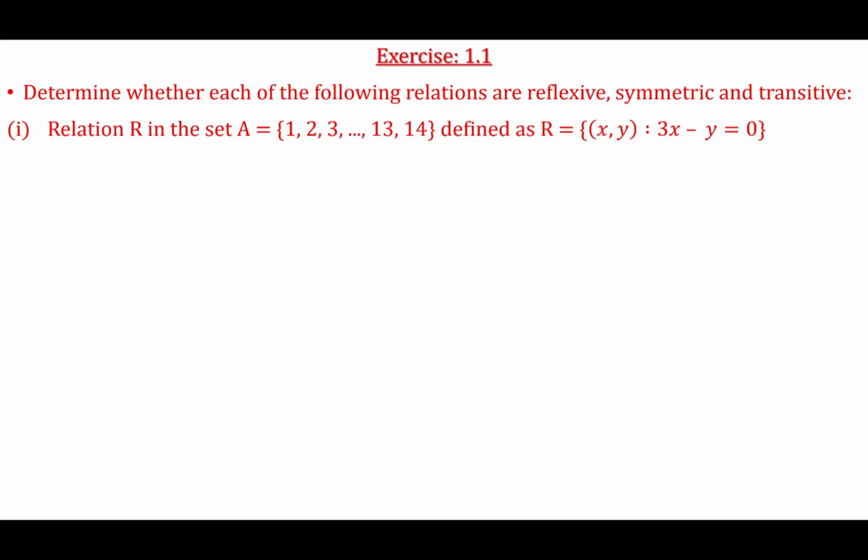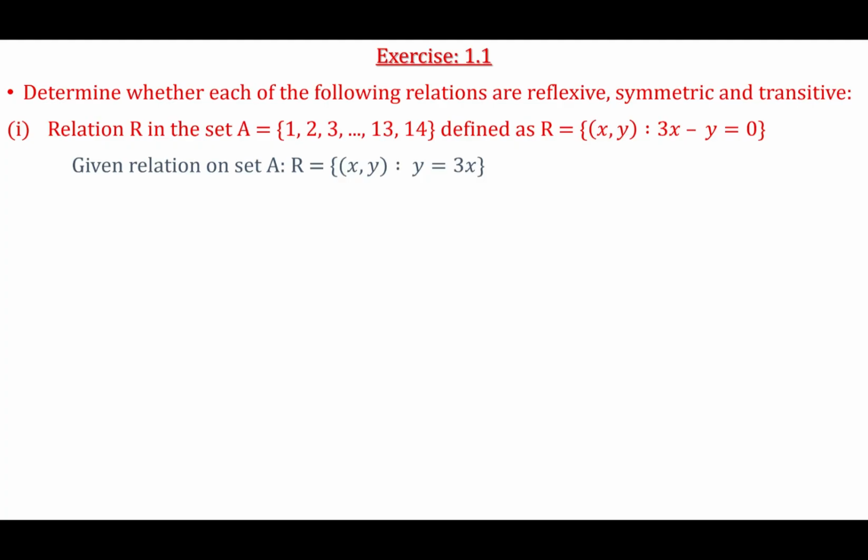Question 1. Determine whether each of the following relations is reflexive, symmetric and transitive. The first question: set A is 1 to 14 elements, defined by a relation R equal to {(x, y): 3x minus y is equal to 0}. Now, the given relation is R equal to {(x, y): y equals 3x}, which is in the set builder form.